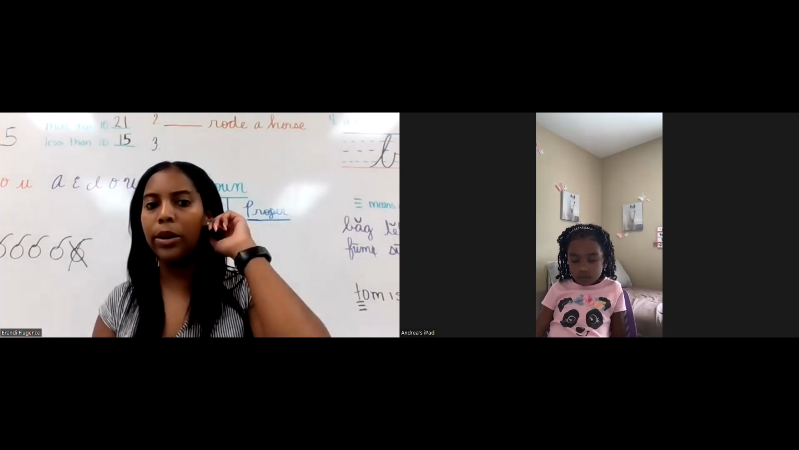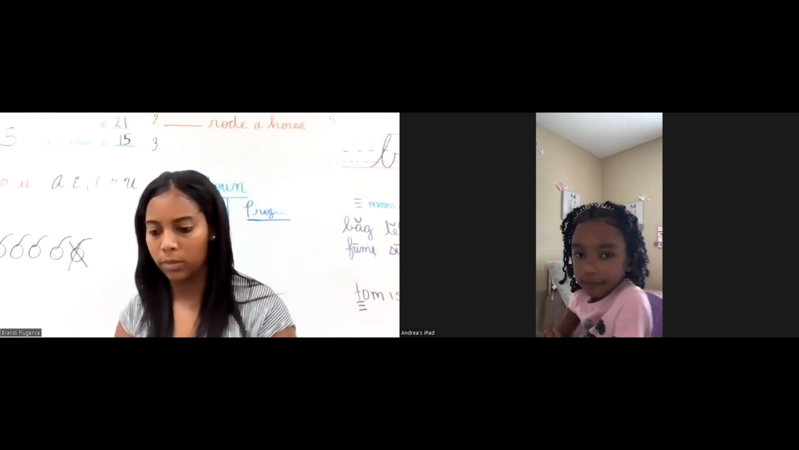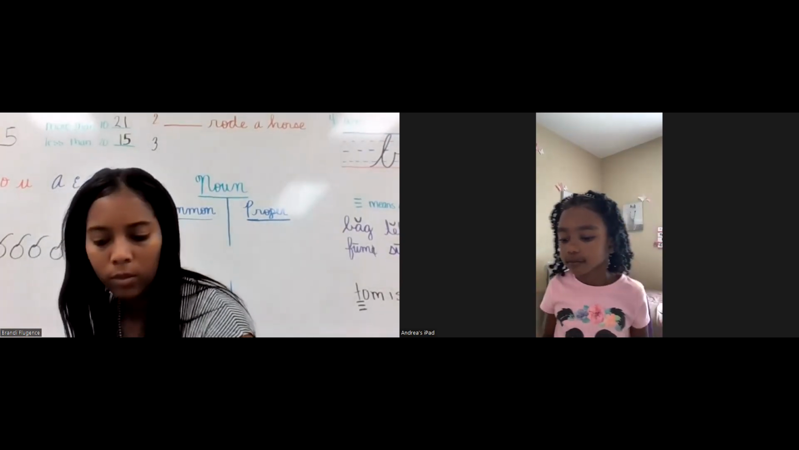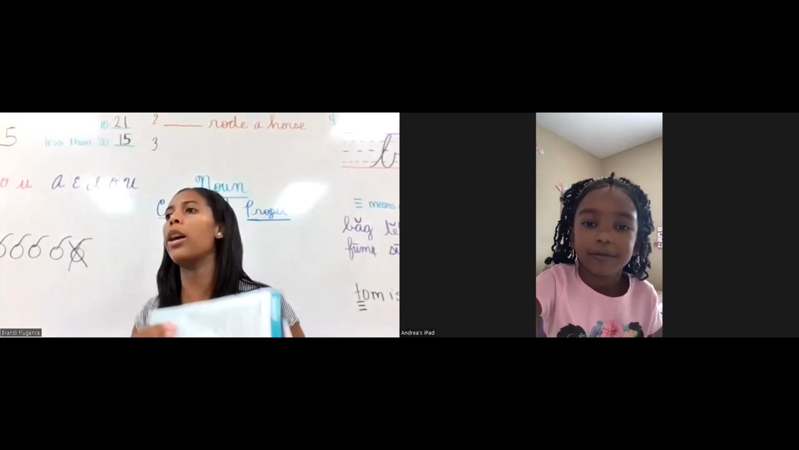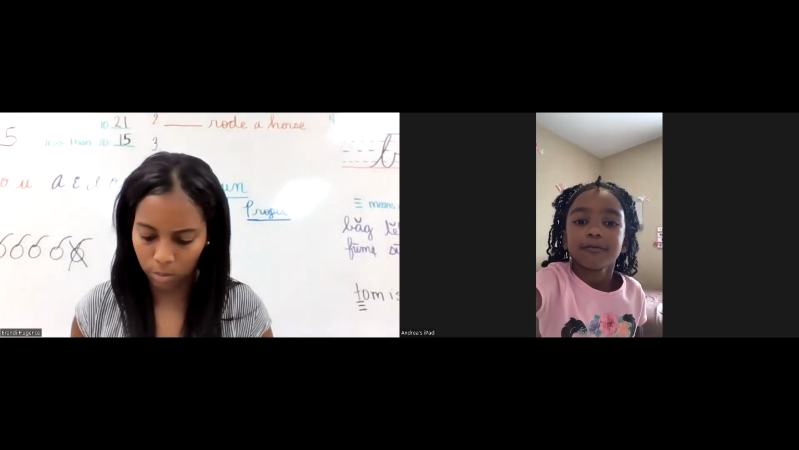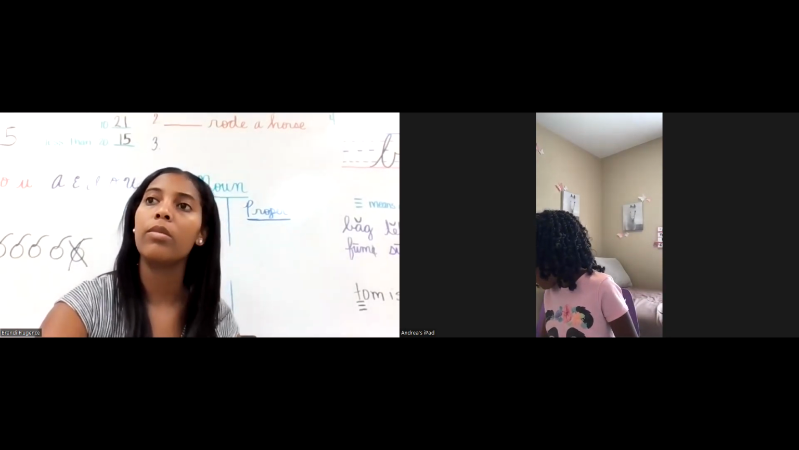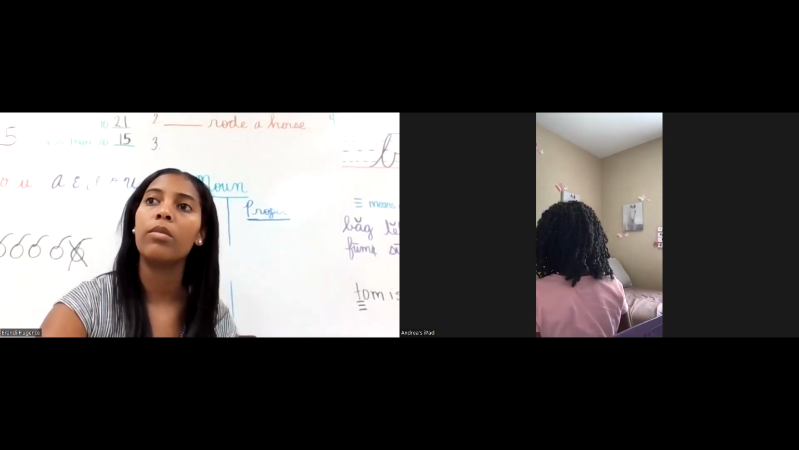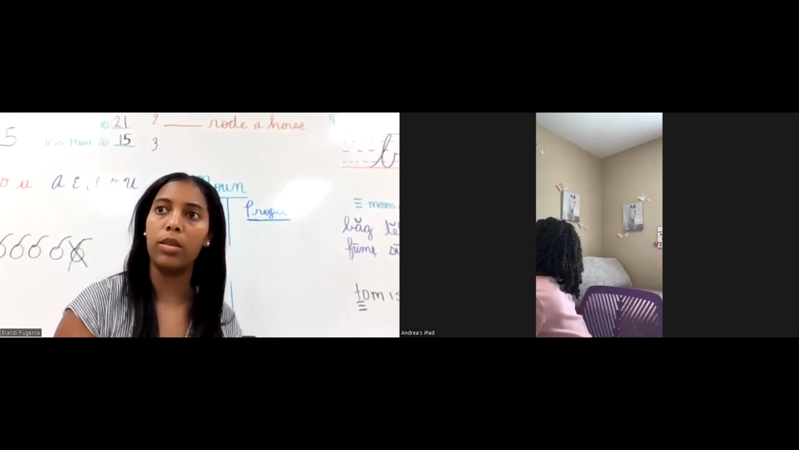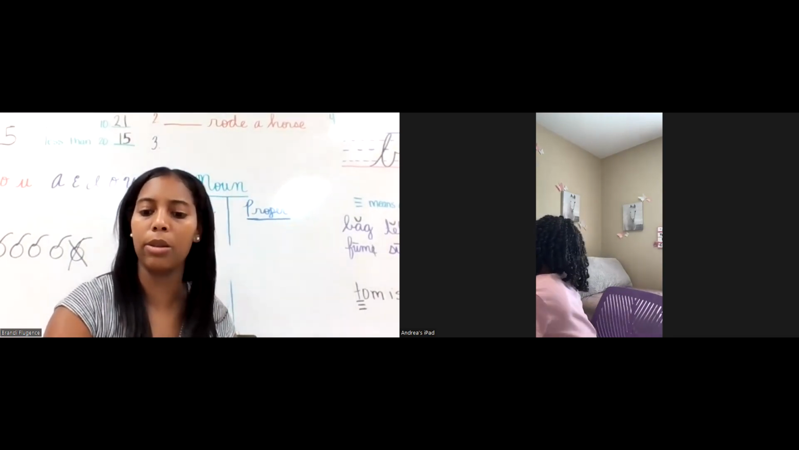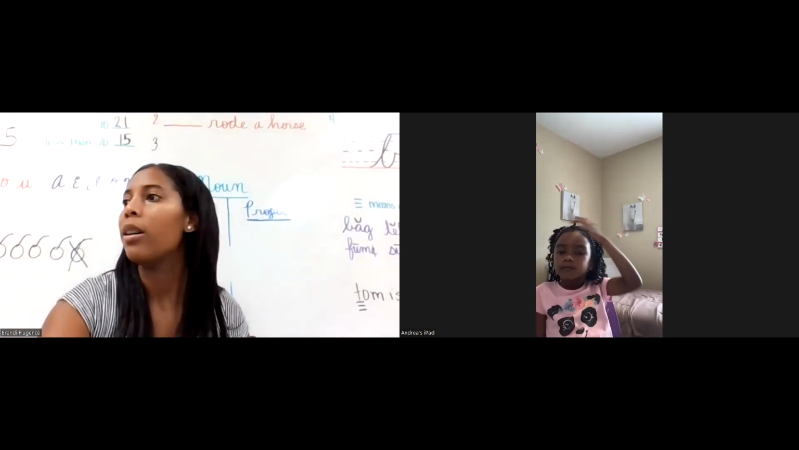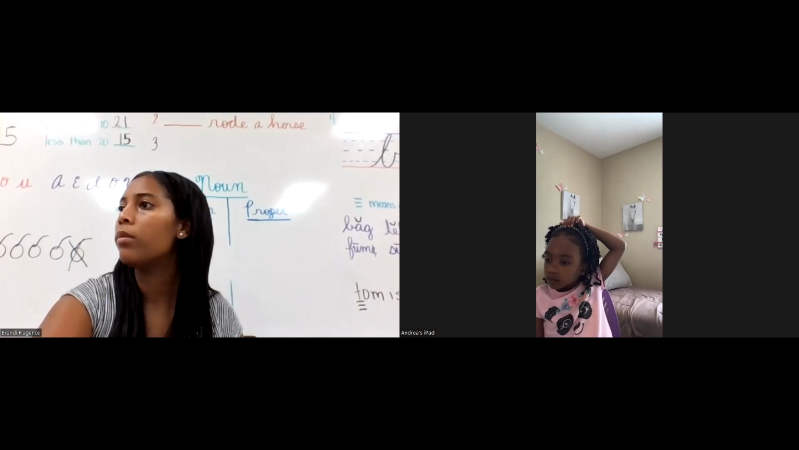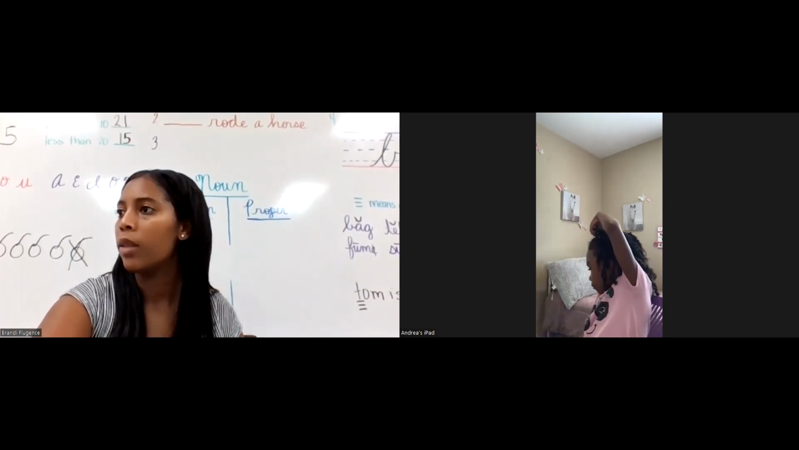All right, Asa, you have yours. Noah made an ark. Good. Okay, Tevin. Tevin rode a horse. Okay, Cairo. I went to the store.